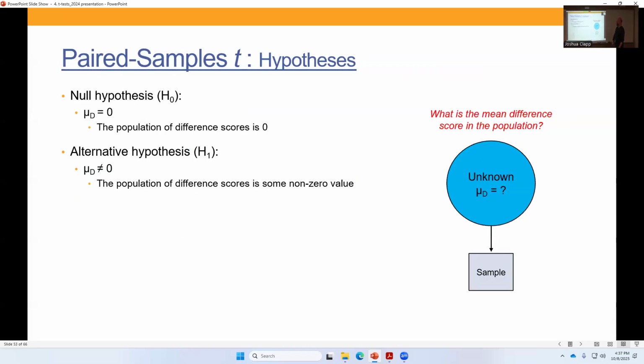Again, my null hypothesis with my paired sample test is that the mean of the difference scores in the population is equal to 0. You take it at time 1, you take it at time 2, they're the same, doesn't matter. My alternate model is that the population difference score is some non-zero value. What we're going to do is sample. What we're trying to infer is whether the difference score in the population, or hypothetical population, is equal to 0.